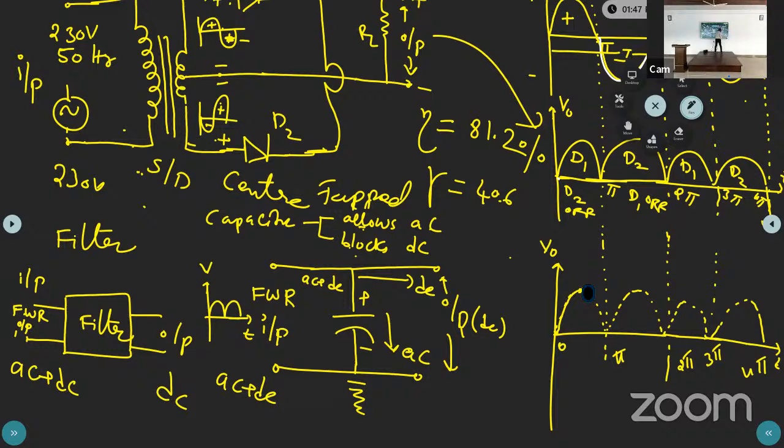If the voltage decreases, the capacitor will discharge slowly, not suddenly. The capacitor will discharge slowly like this. After reaching this point, again what will happen? Again the voltage increases. So now it will charge up to the maximum peak value. After this, again the voltage will decrease like this.